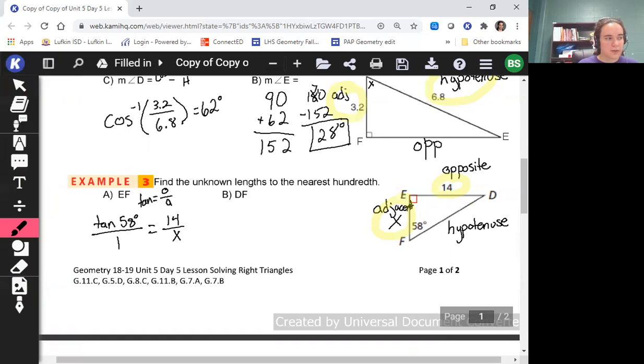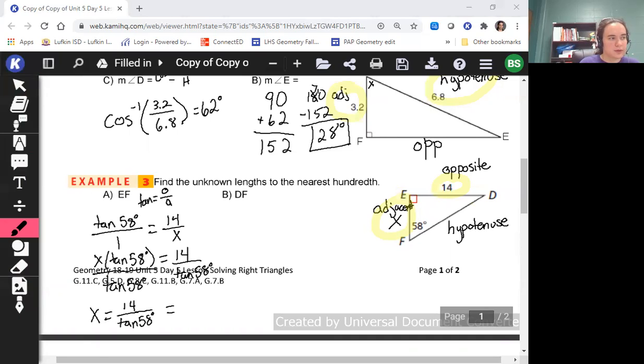Then we're going to cross multiply. So we have X times the tangent of 58 degrees equals 14. And then we're going to divide by the tangent of 58 degrees. So X equals 14 over the tangent of 58 degrees. And we're going to take that to our calculator.